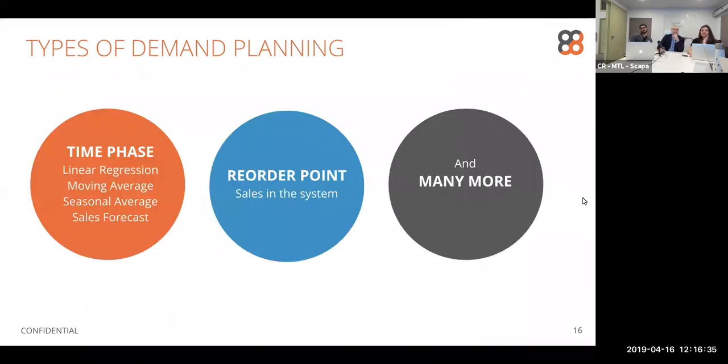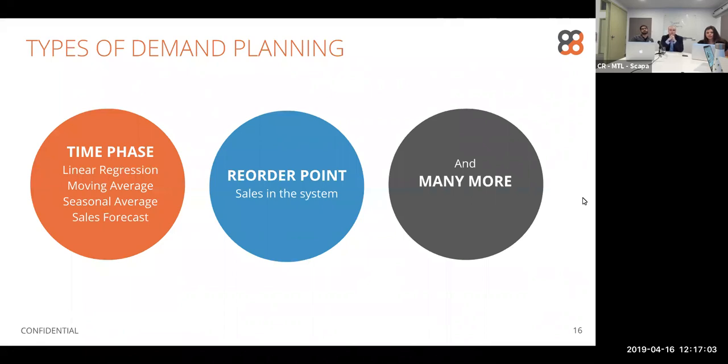How are you guys? So as my colleague mentioned, he explained why you need demand planning for your business. For my part, I'm going to dive into explaining what the different types of demand planning are, and how they differ. So there are two major types: time phase and reorder point. There are many more, but for the purpose of this, we're going to dive into these two.